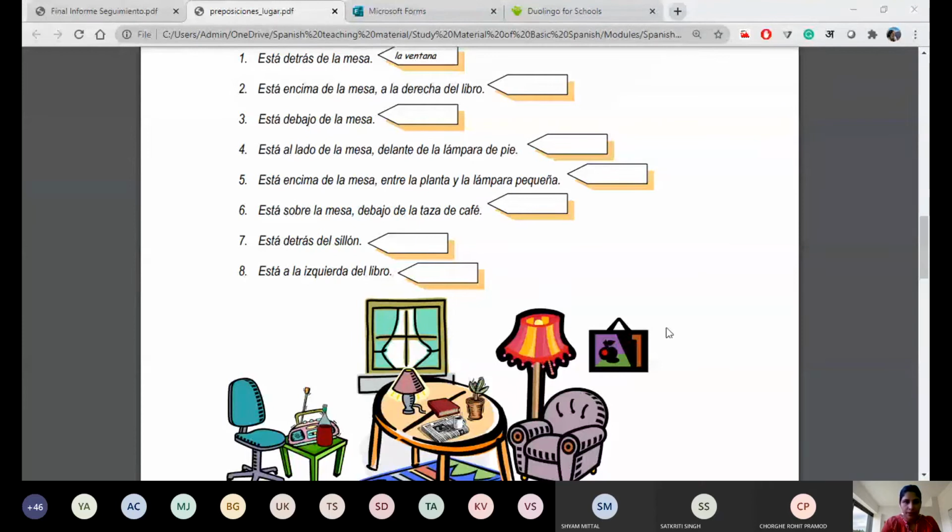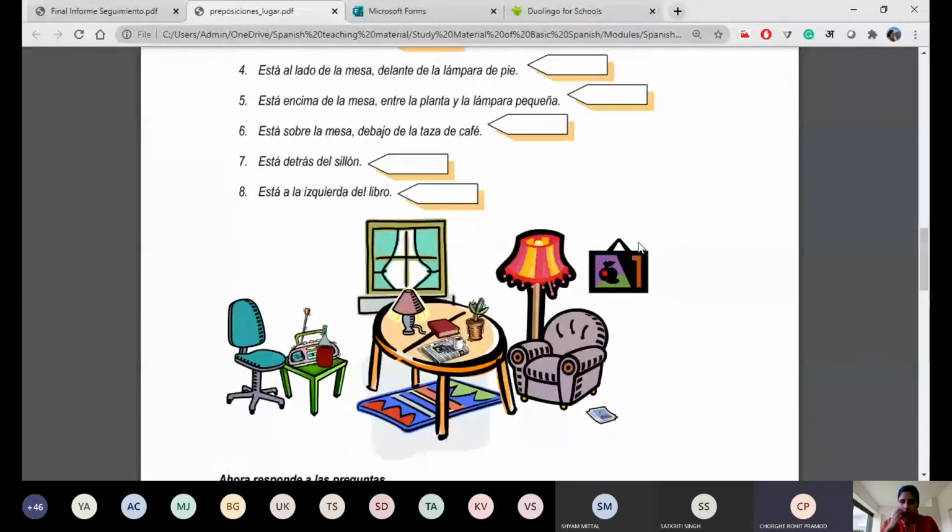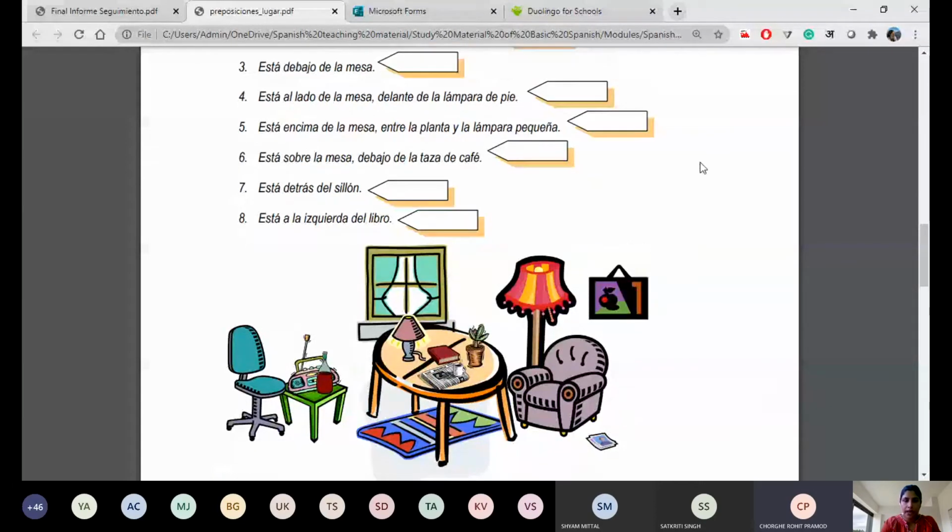Okay, who asked that question? Rohit. Okay, Rohit, come to the third one. Está debajo de la mesa. So, debajo de la mesa, can you see? That's a carpet actually. Do you know what is carpet? No, ma'am. Okay, that is alfombra.